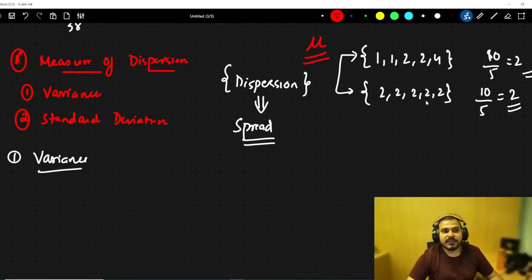If I'm getting the same mean, then how do I identify that these two distributions are different? We really need to think about it. The interviewer may confuse you on dispersion. What is variance? He may definitely confuse you. So if you really want to identify how two distributions are different, at that point of time we may use variance and standard deviation.